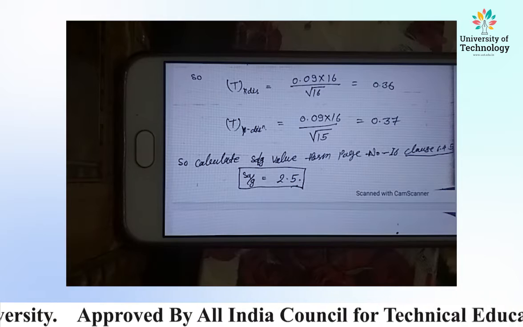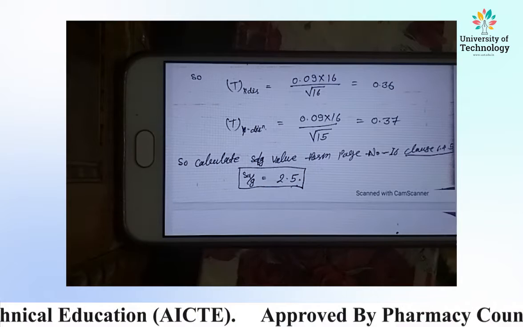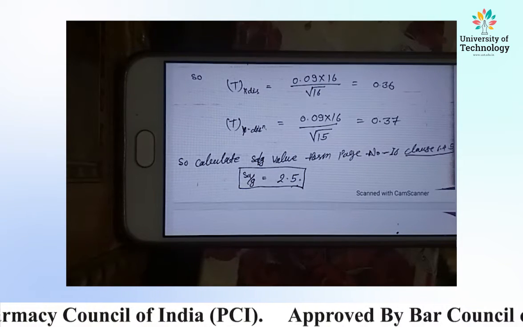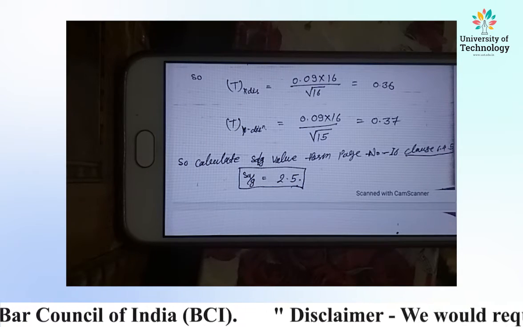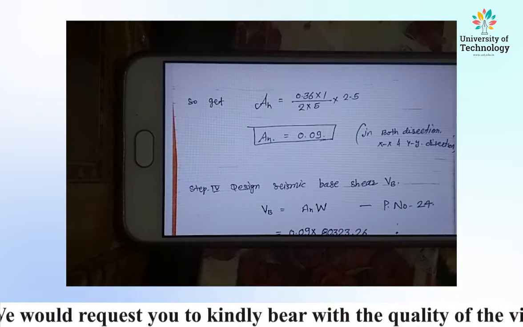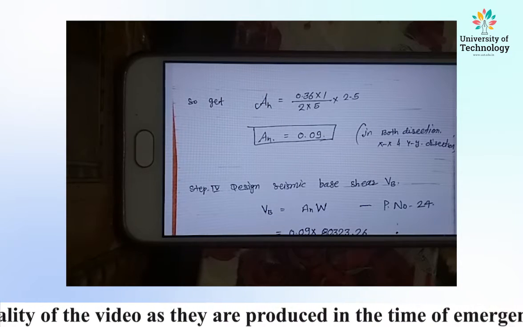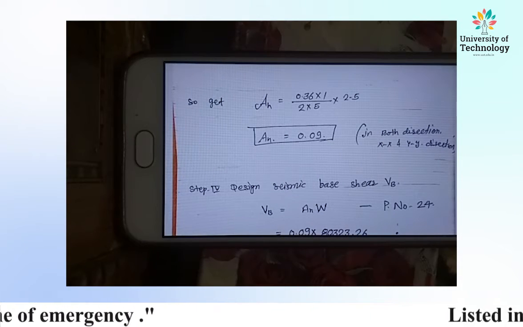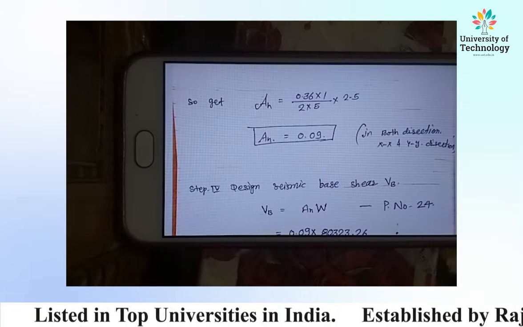So we have got T in y direction equal to 0.37. Now calculate Sa upon g from page number 16, clause number 6.4.5. So Sa upon g equals 2.5. You can easily calculate. So Ah equals Z value 0.36 into 1 upon 2 into 6 into 2.5. So Ah equals 0.09 in both directions, x and y.